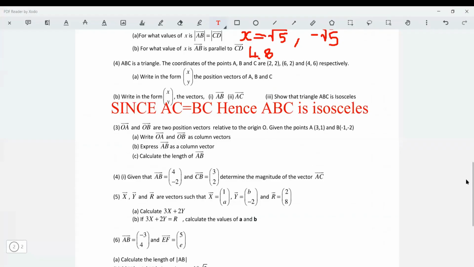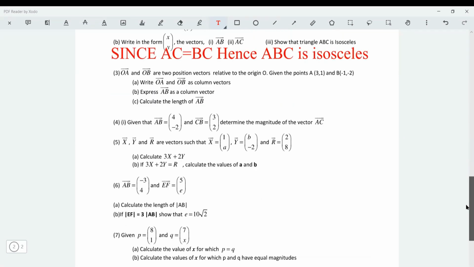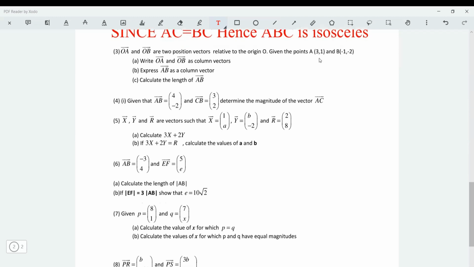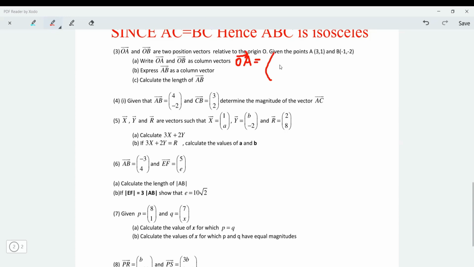All right, now question three. This one says, OA and OB are two position vectors relative to the origin. Given that OA is 3, 1 and OB is minus 1, minus 2, write OA and OB as column vectors. We have enough space to do that. All you have to do is write down that OA in vector form is 3, 1. And then vector OB is equal to minus 1, minus 2.